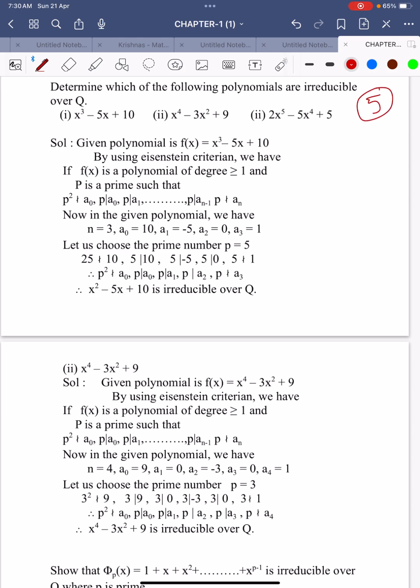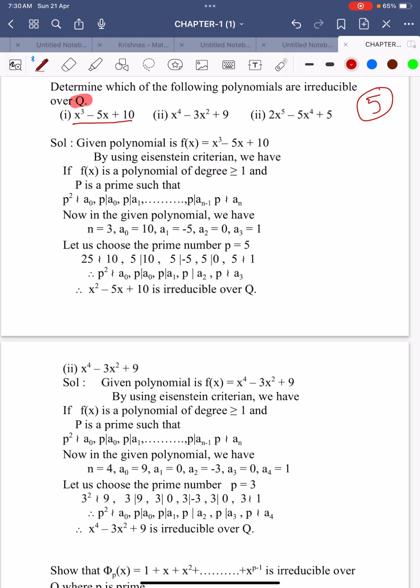In this video, we solve some problems depending upon previous theorems, especially on Eisenstein's criterion and some other theorems. Let us see the first problem. We use Eisenstein criterion whenever we check the reducibility or irreducibility over the set of rational numbers Q. So let us see the first polynomial, x cube minus 5x plus 10.